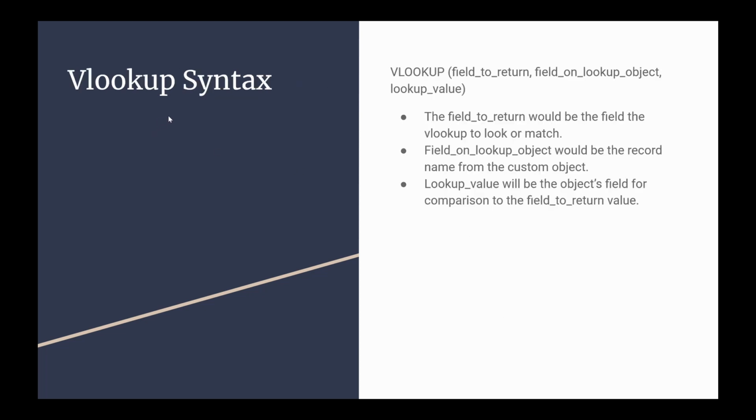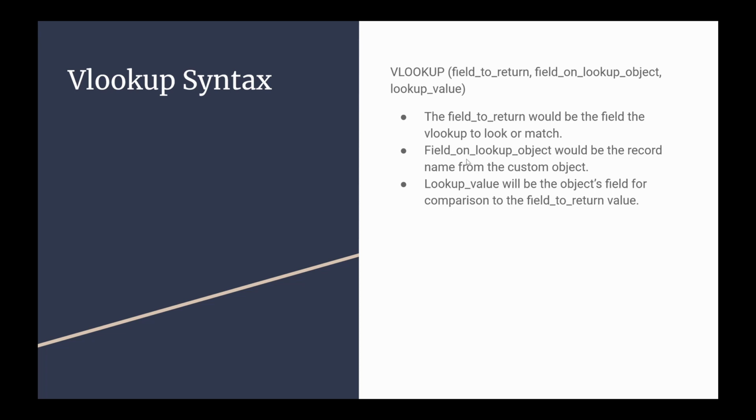So here is the VLOOKUP syntax. When you select VLOOKUP in the formula creator in Salesforce, these are the parameters that you need to fulfill: field to return, field on lookup object, lookup value. The field to return would be the field of the VLOOKUP to look or match. It's kind of confusing reading it this way, but you will see a demonstration and I'll go into further detail for more clarity.